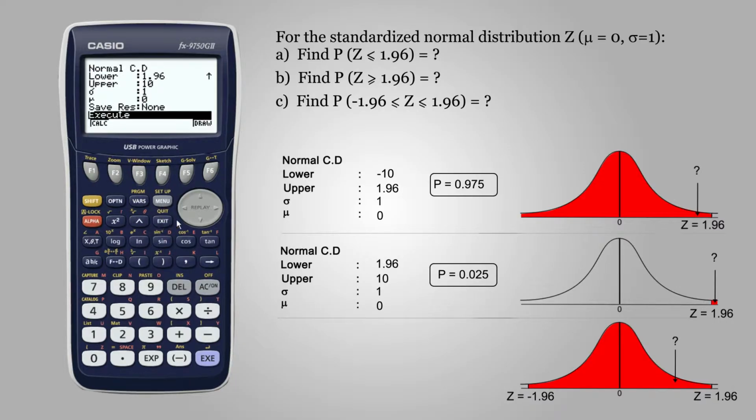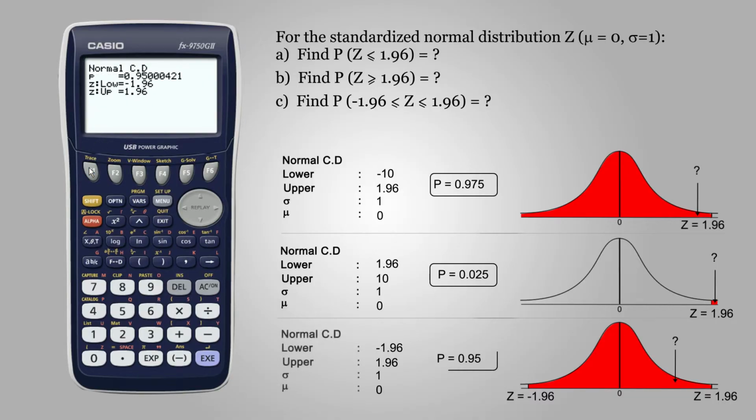This time the lower bound is minus 1.96, so enter minus 1.96 and execute. The upper bound is 1.96 and execute. The standard deviation and mean for standardized normal distribution are 1 and 0 respectively. Press the downward arrow twice and press EXE or F1 to calculate the probability.